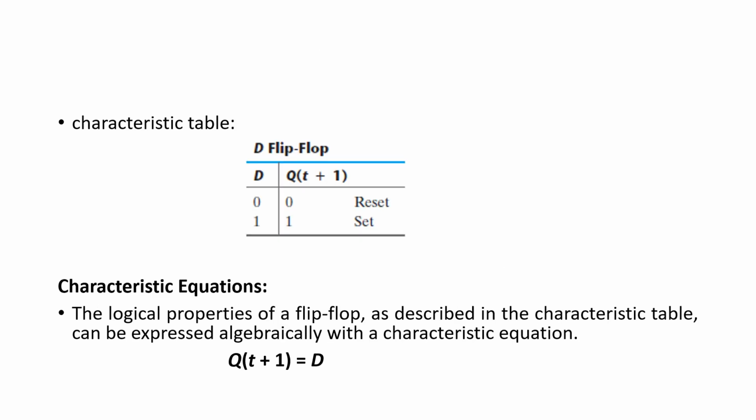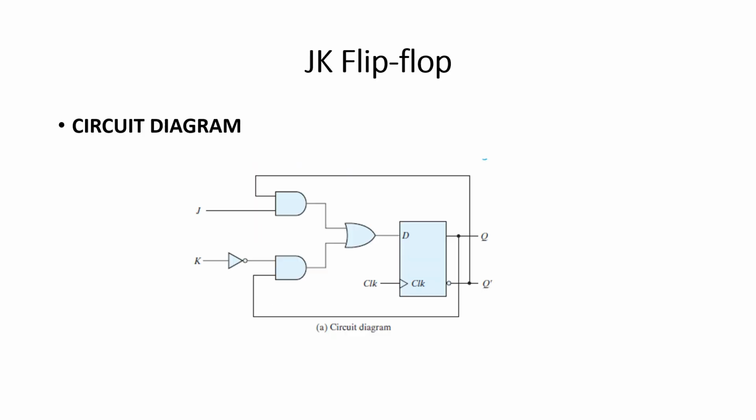This is the D flip-flop truth table. If I give the input 0, the output will be reset. If I give the input 1, the output will be set. Whatever input I give, the output will reflect it. This is the characteristic table of the D flip-flop.